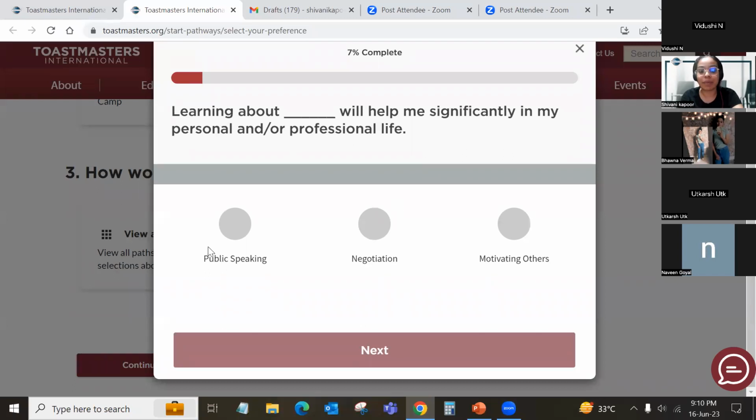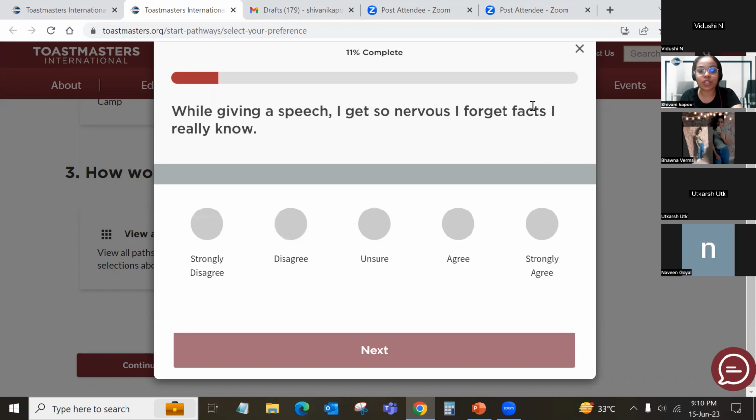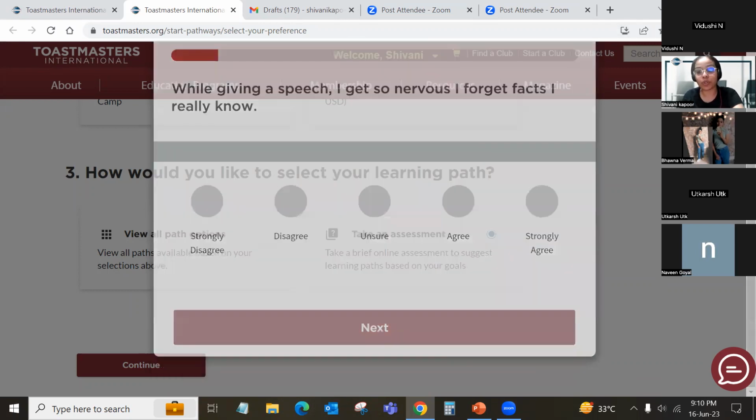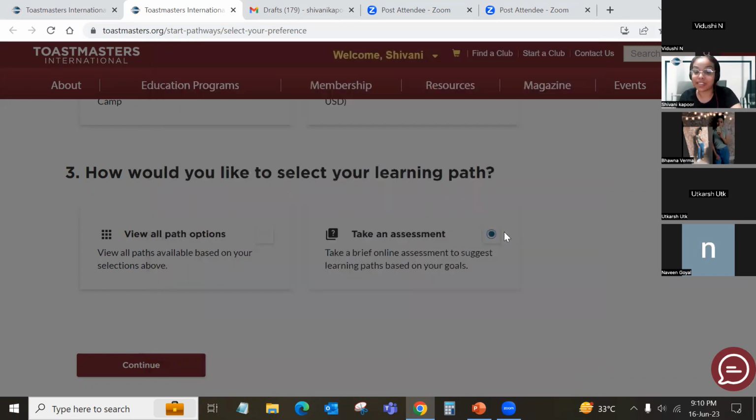It can be public speaking, negotiation, motivating others. Whatever you feel that you want to improve on, you will click that. Move to the next question, and so on. There are a few set of questions. You will answer all of these, and then I'll just close it here because I want all of you to go back with this task as well.